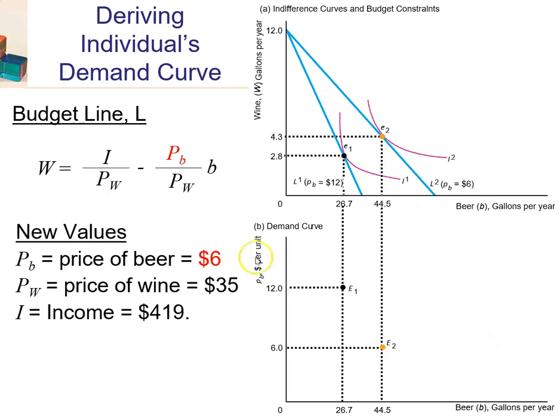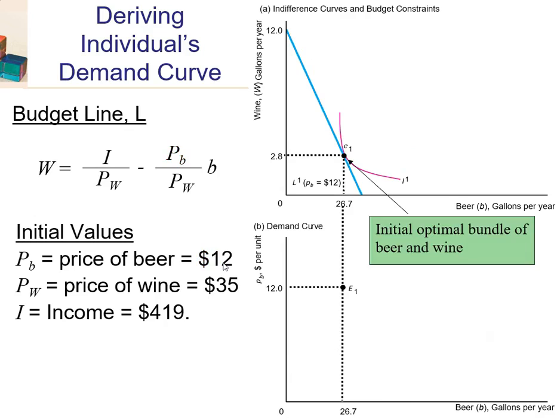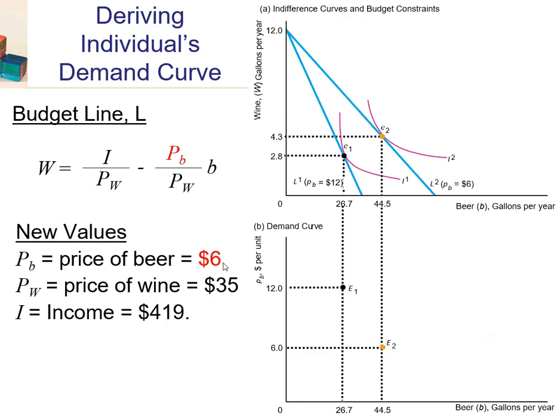So here is our new price of beer, which is 6, dropped from 12. The price of beer has been cut in half to 6. So here's our flatter budget constraint. Here's our new optimal bundle, E2. Again, this is a tangency of the pink indifference curve with the blue budget constraint. And now at the price of beer of 6, the consumer wants 44 units of beer. So once again, 44 is on the horizontal of beer, and now the price has been cut in half. So this is a second point on the demand curve that we're deriving.